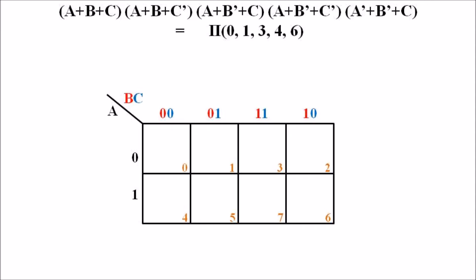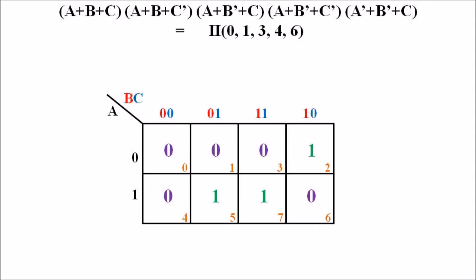Since this question deals with 3 variables, we should consider the K-map with 2 raised to 3 cells, that is 8 cells. That is a 3-variable K-map. In this 3-variable K-map, the rows represent the variable a and the columns represent the variables b and c. Our given function is Pi of 0, 1, 3, 4, 6. Thus, we should mark the value 0 on cells 0, 1, 3, 4 and 6, and the remaining cells, that is cell numbers 2, 5 and 7, are marked with the value 1.